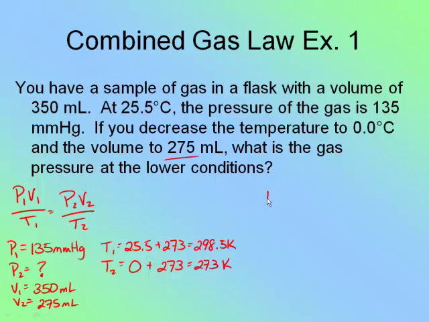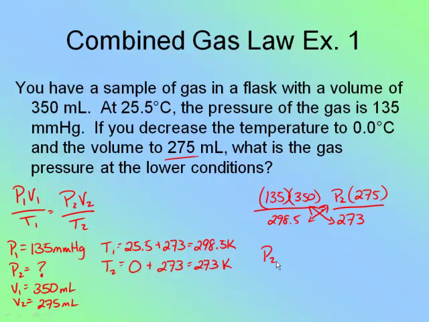Okay, plug everything into your formula. 135 times V1, which is 350, divided by T1, which is 298.5, equals P2, which is what I'm solving for, times V2, 275, and T2, which is 273. Now, like I said, volume went down, so I would expect my pressure to go up, but temperature also went down, and because temperature went down too, there's no clear way to identify what's going to happen to the pressure. So I'm going to cross multiply, and I'm going to solve for P2.